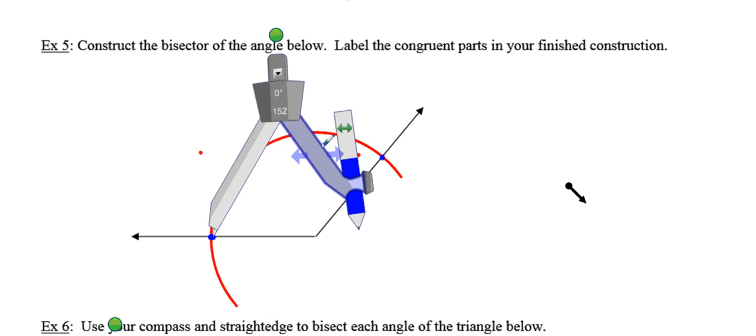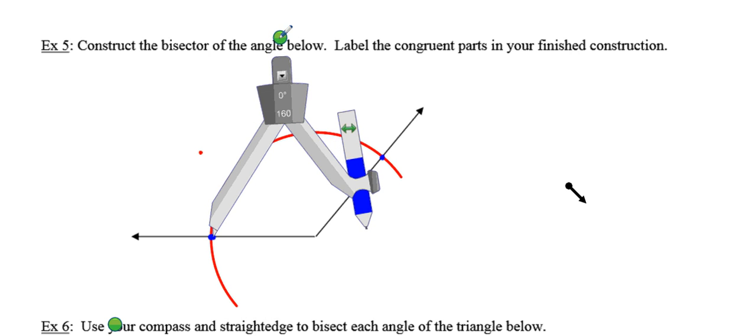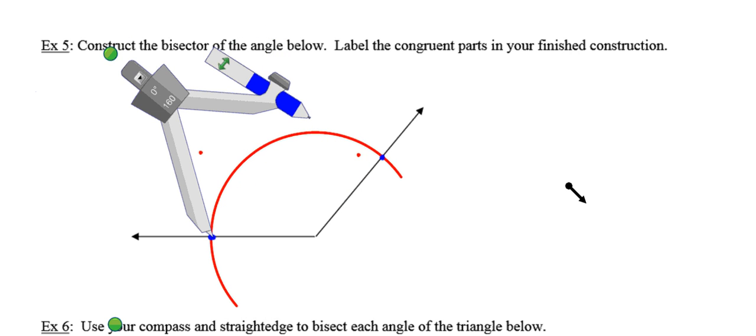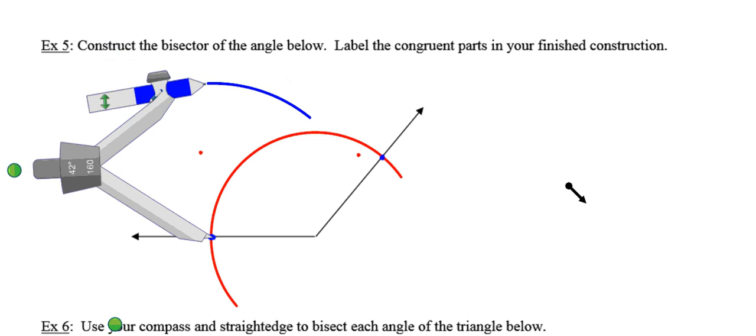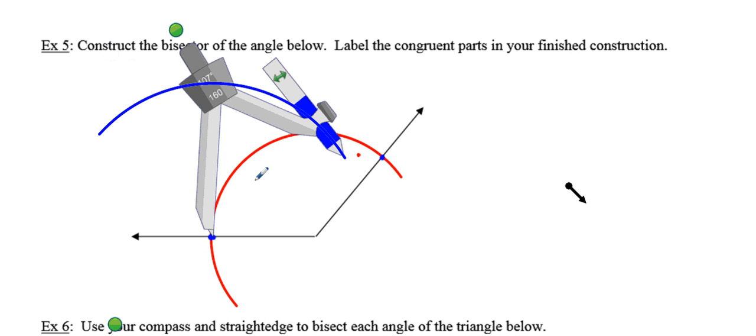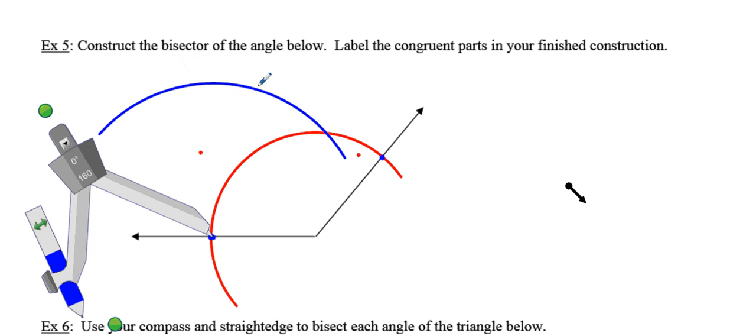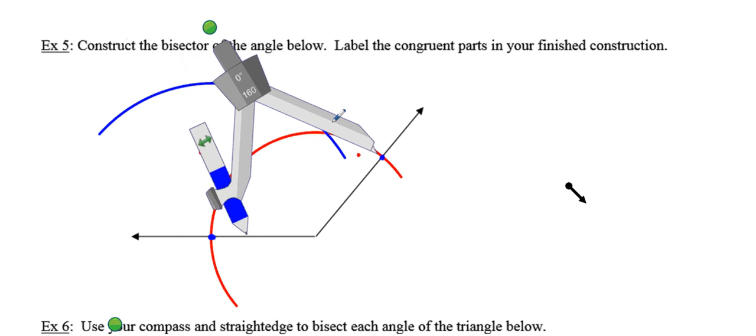Because this is a nice big obtuse angle, I'm going to open up my compass setting nice and wide. This time I'll go for blue arcs. Spin that compass around and make that other point of intersection my next center.